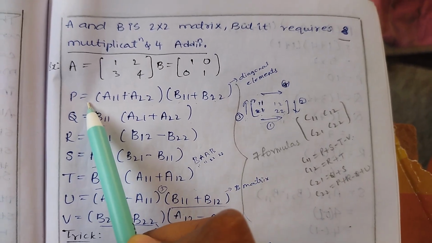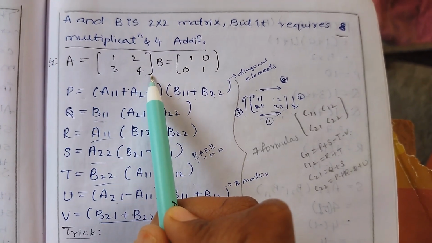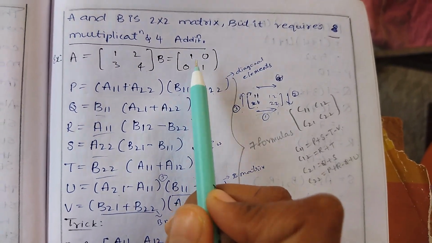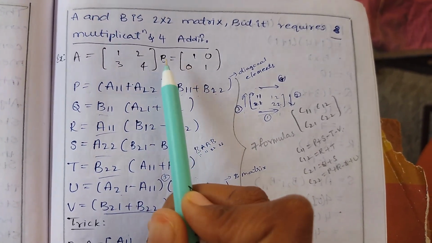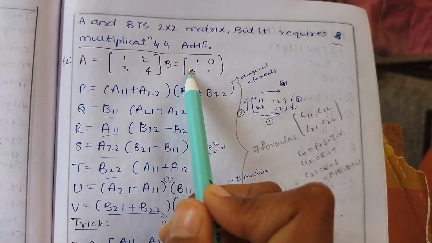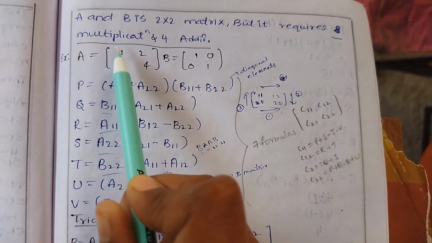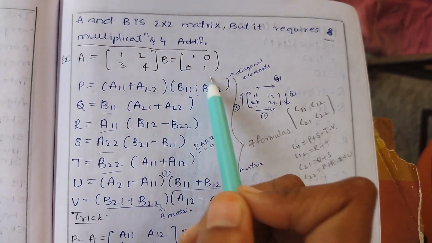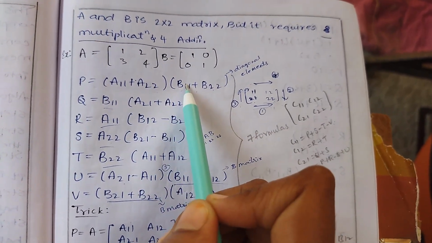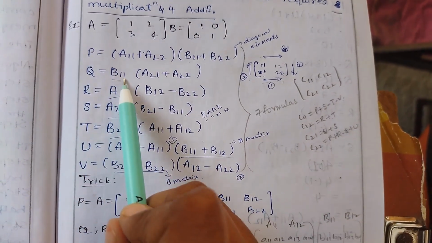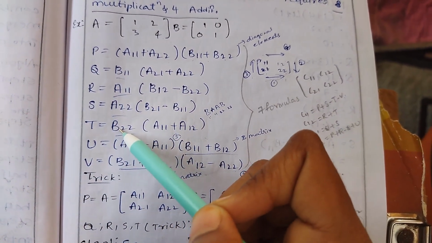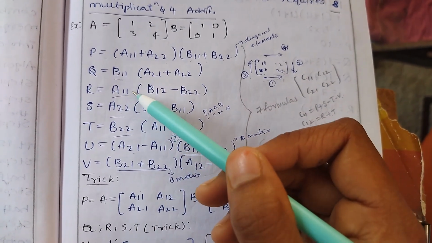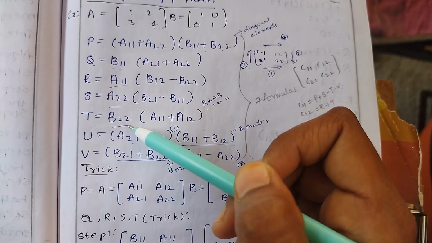Remembering the formulas, there is a trick. Diagonal elements should be added in the first matrix and the second matrix. After adding these in the diagonal, we need to multiply: A11 and A22 added together, and B11 and B22 added together. After adding, we will multiply the elements. Then we will get the P value. For the elements A and B: 1, 1 for 2 elements, 2, 2 for 2.